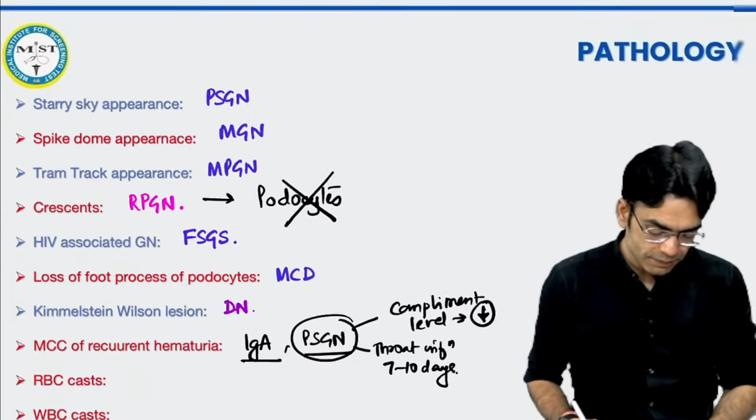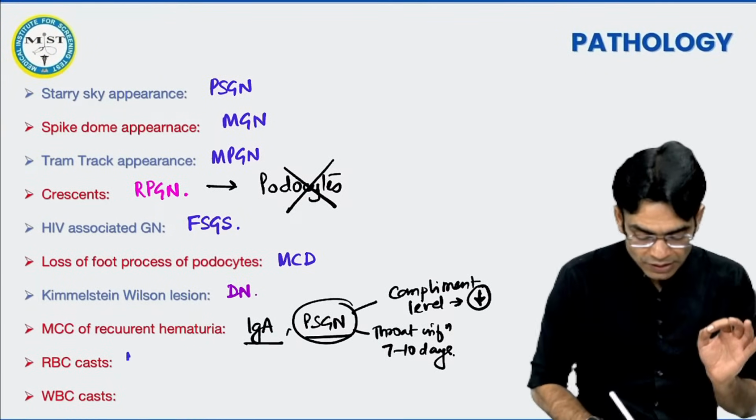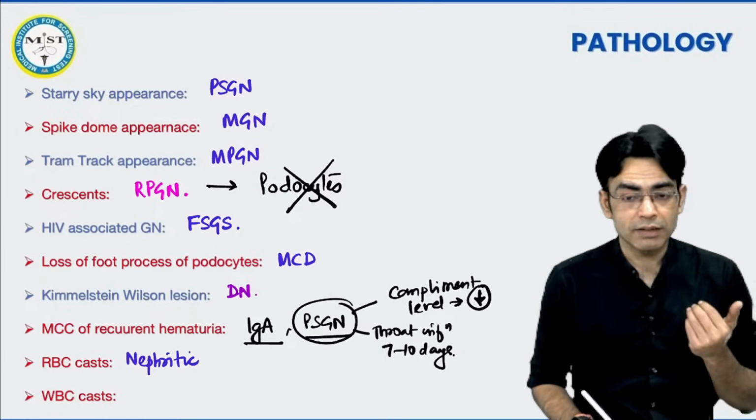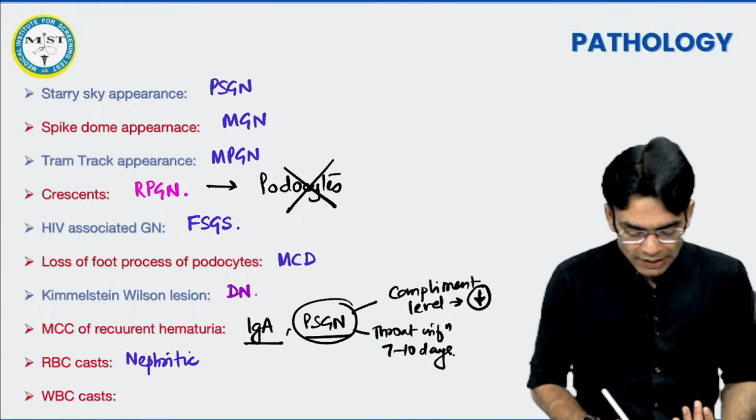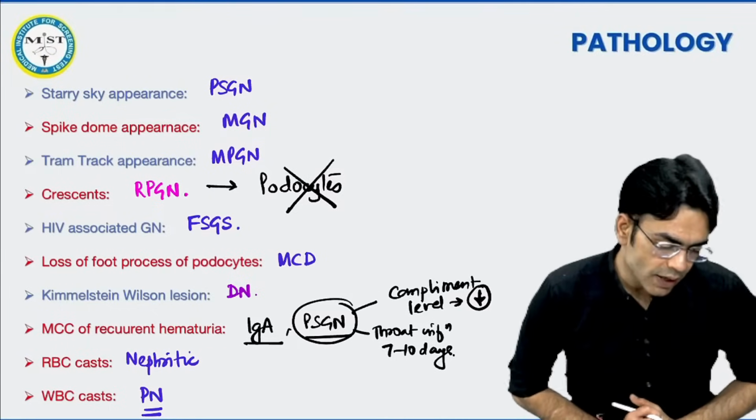RBC cast, when we are talking about an RBC cast, this is seen in nephritic syndrome. Nephritic. And WBC cast, it is generally seen with pyelonephritis. PN, pyelonephritis. ठीक है?